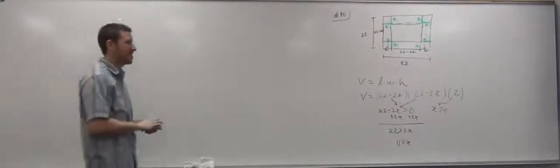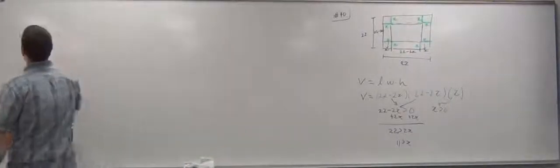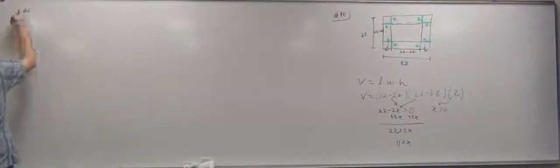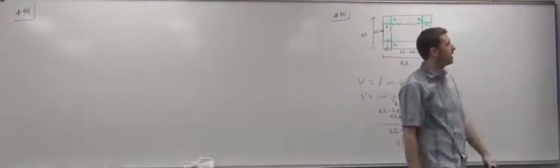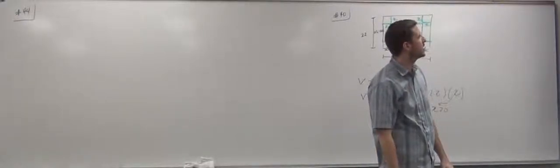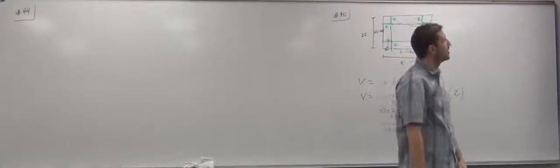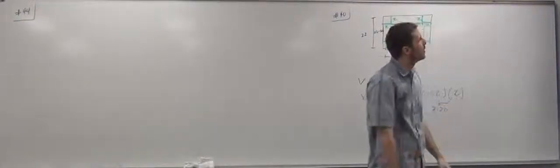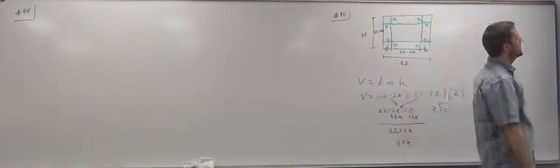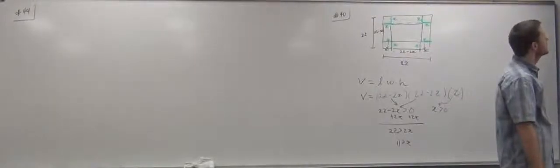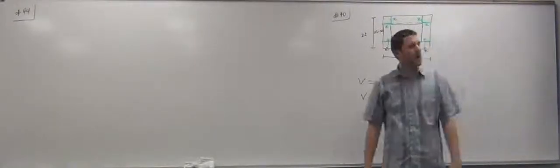Last one. Here we go. 44. Now, I'm glad you asked me 44. I'm very glad. I would have forgotten. So 44 says the motion of an oscillating weight suspended by a spring was measured by a motion detector. The data collected and the approximate maximum displacements from equilibrium are shown. The displacement is measured in centimeters and the time is measured in seconds. Take A to be this, B to be this, approximate the amplitude and the period of the oscillation.